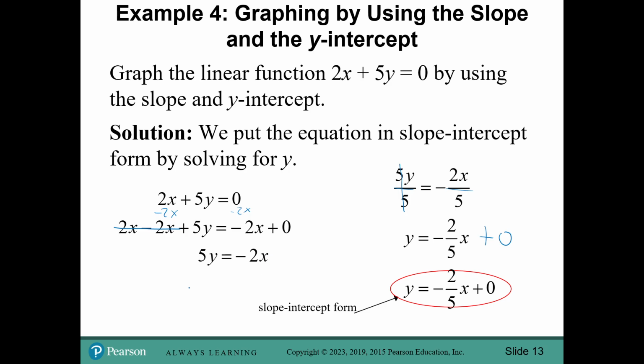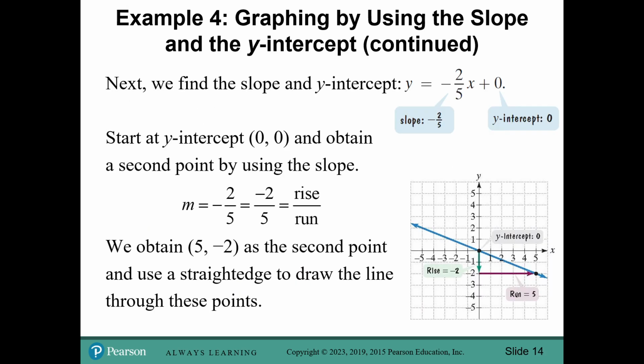So our slope from this slope-intercept form, circled in red, is negative 2/5, and our y-intercept is 0. Or if you write it as a coordinate point, it would be (0, 0). So let's graph these. We'll start at the y-intercept (0, 0). That is our point that we start plotting right here, plotted in black.